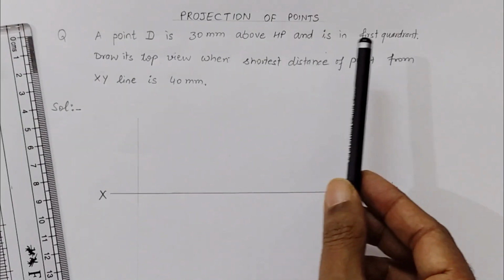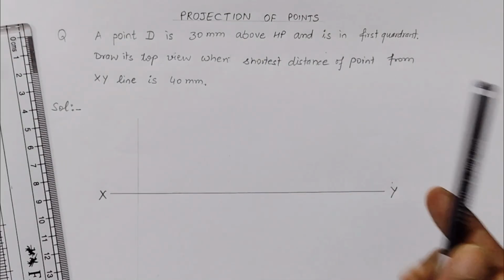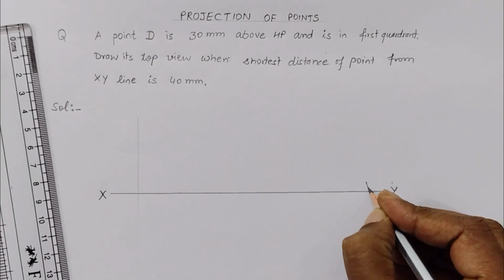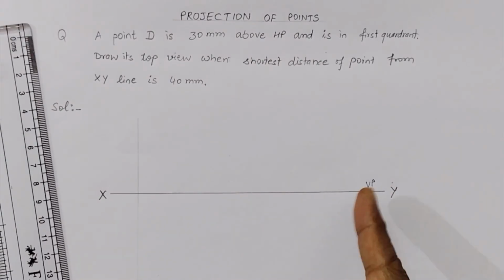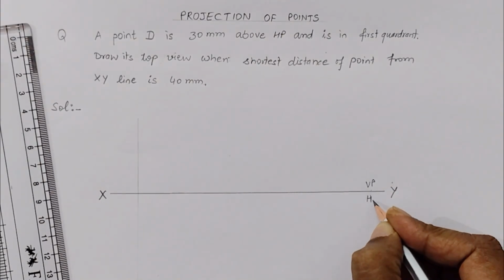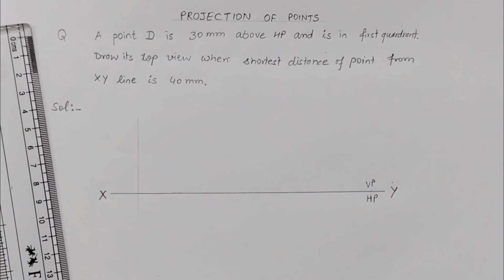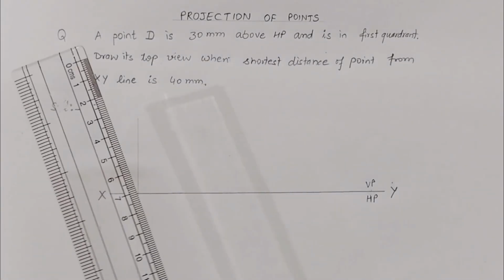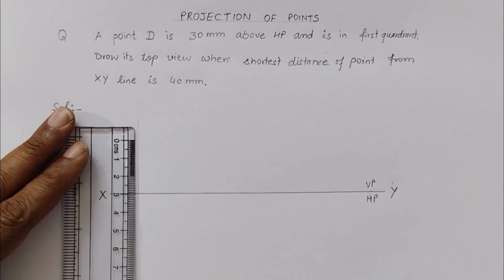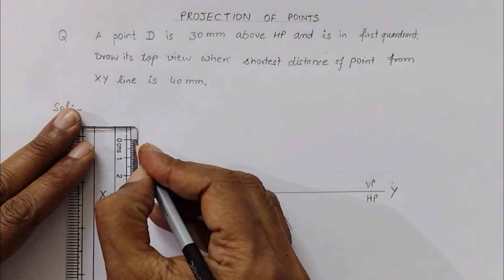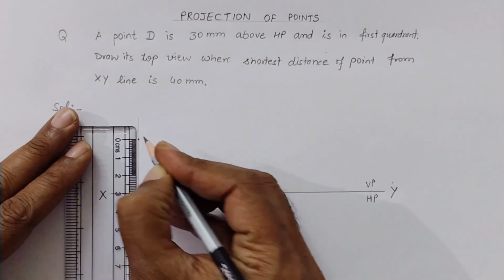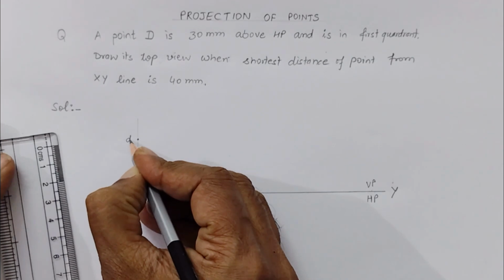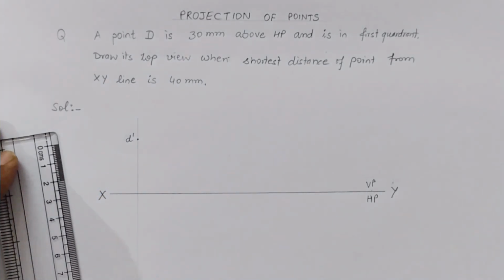as the question is in the first quadrant, we know very well that above the XY line is the vertical plane and below the XY line is the horizontal plane. So we have to mark 30 mm above HP, which means we have to mark 30 mm on this side, and we mark it as D dash for the front view.